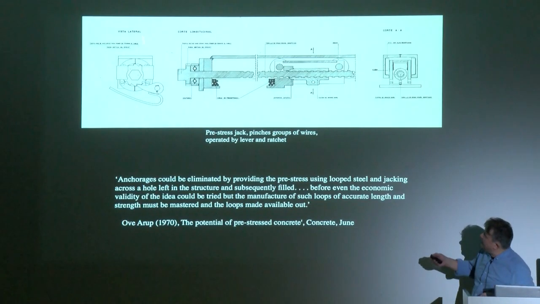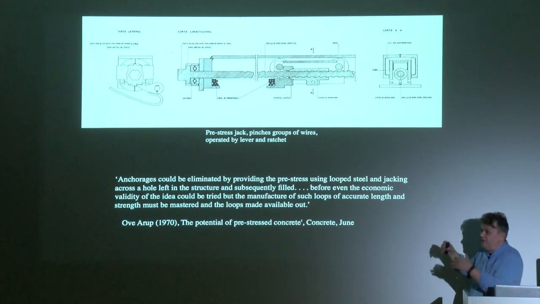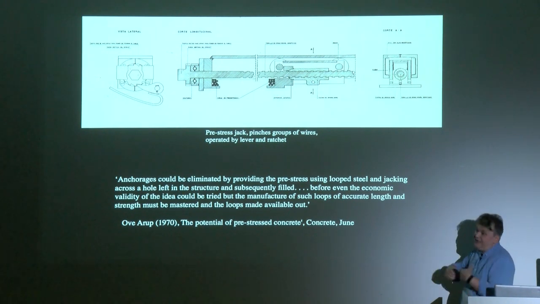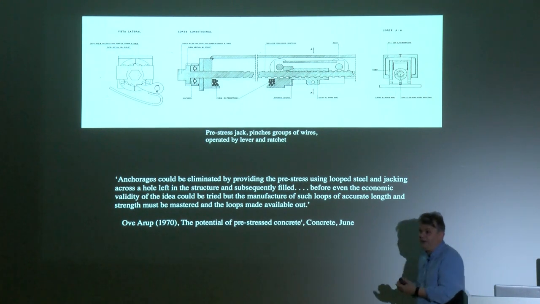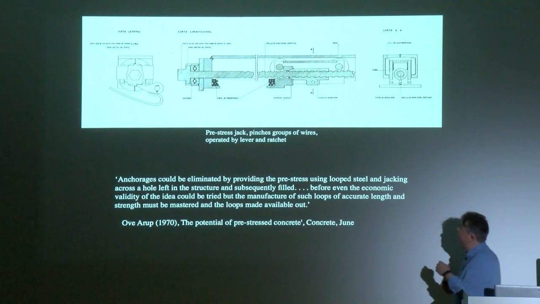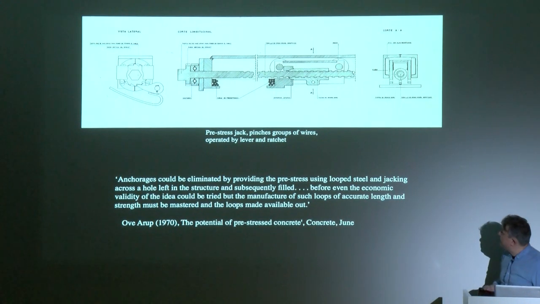And he built his own jack to do this. So that just straddles the loop. And as you turn the handle, this rod pulls the wires together. So there's not even hydraulic. It's just manually operated. And he pulls it together, and that's it. And it works. And he's built many, many structures this way.